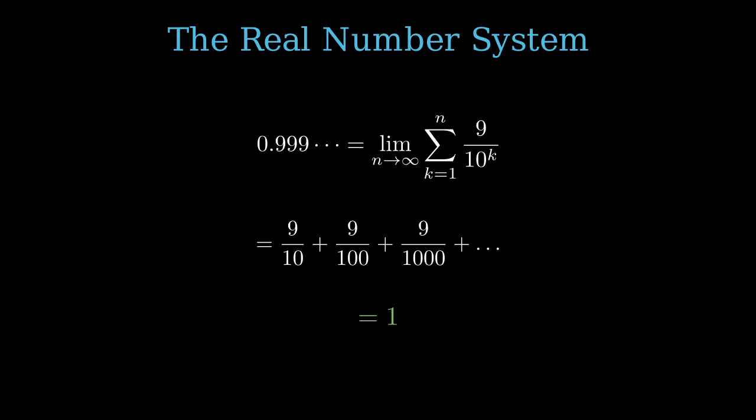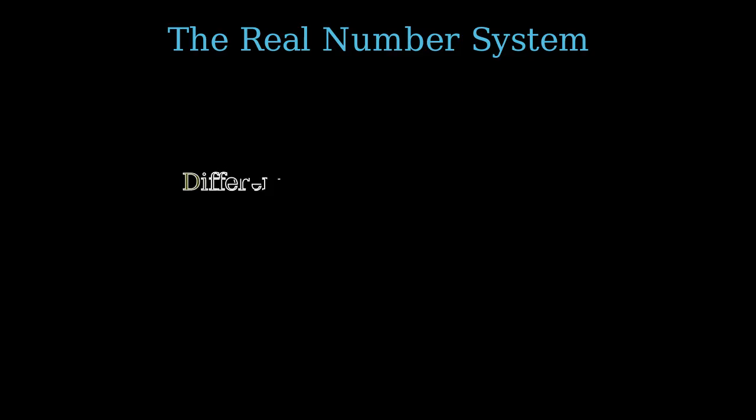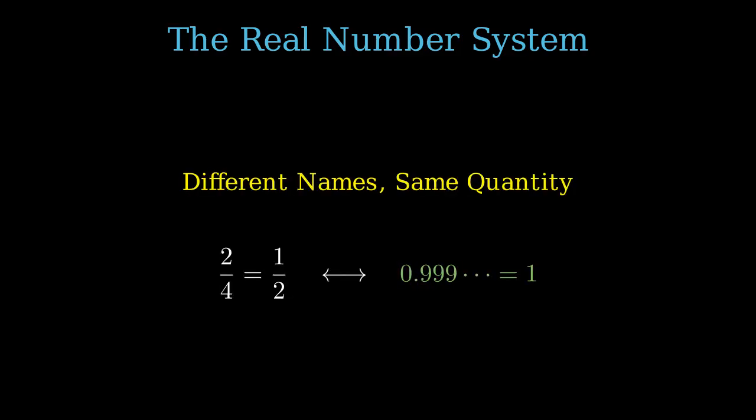This highlights a key lesson in mathematics. Numbers can have different names or decimal representations while representing the same underlying quantity. Just as 2/4 is the same as 1/2, 0.9 repeating is simply another name for 1.